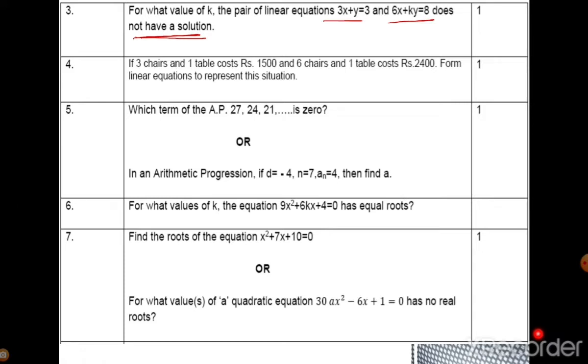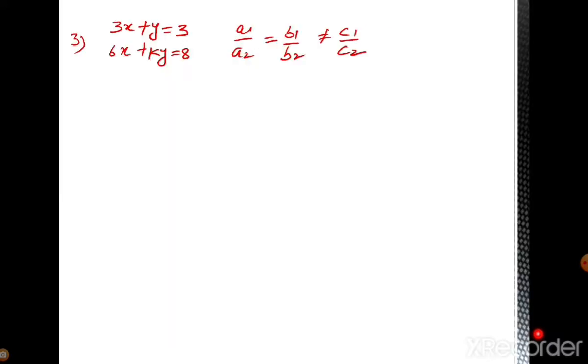When lines are parallel, then the equations have no solution. Lines are parallel only if their coefficients, a1 upon a2, b1 upon b2 and c1 upon c2, satisfy this condition. If this condition holds, then we can say that the pair of linear equations has no solution.